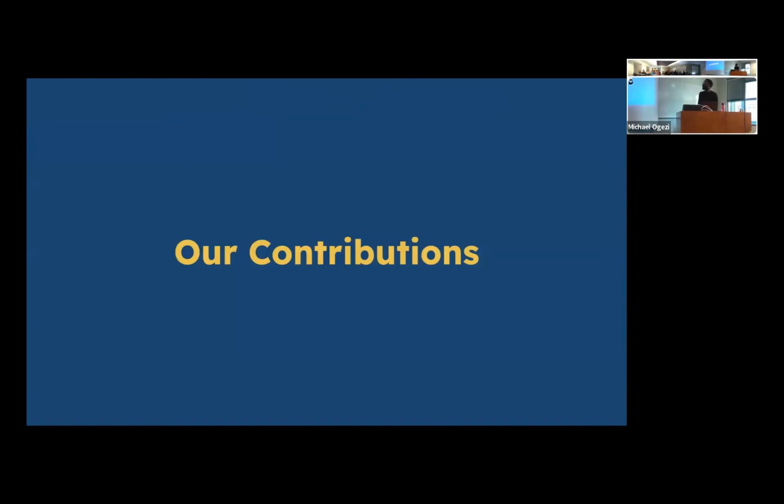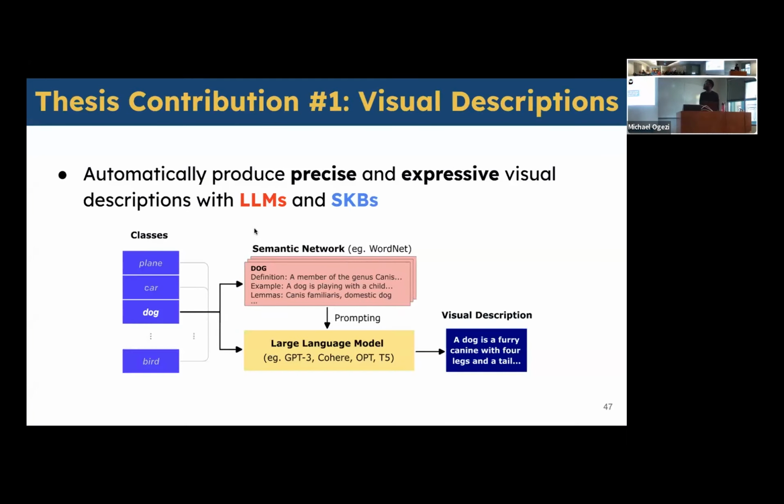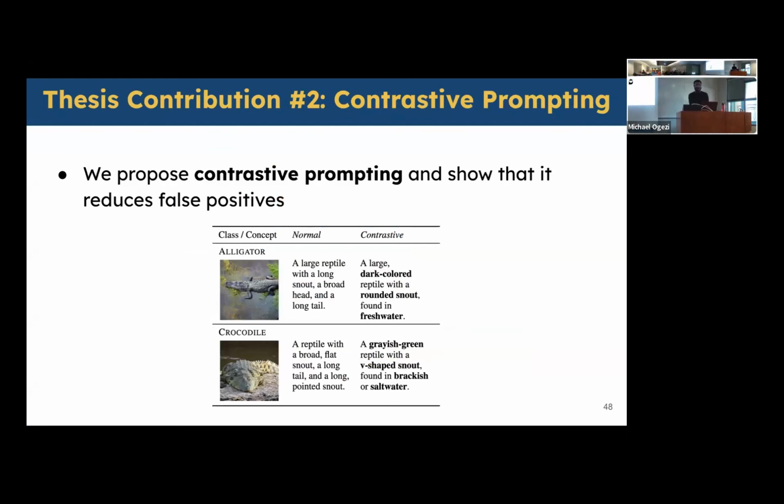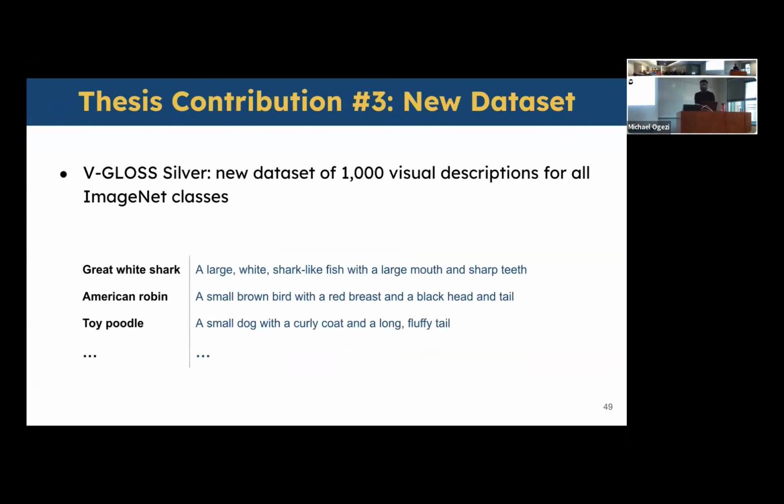So in summary, our contributions are, first, visual descriptions. We automatically produce precise and expressive visual descriptions with language models and semantic knowledge bases. And you can see an example of that here. The second contribution is that we use contrastive prompting and show that it reduces false positives. You can see an example of that here again. And we produce a new data set which outperforms alternatives. And we can see that here.